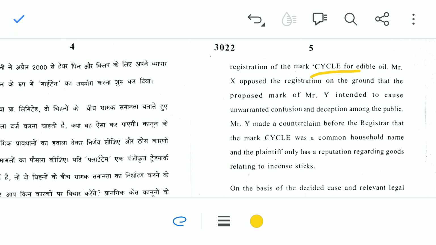Mr. X opposed the registration on the ground that the proposed mark of Mr. Y was intended to cause unwarranted confusion and deception among the public. Mr. Y made a counterclaim before the registrar that the mark Cycle was a common household name and the plaintiff only has reputation regarding goods relating to incense sticks.